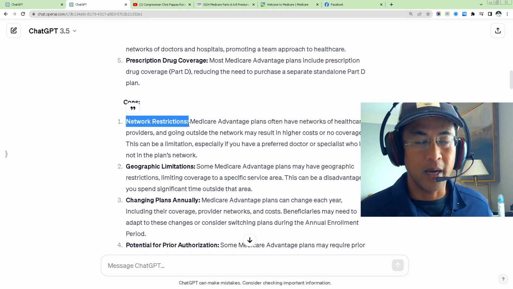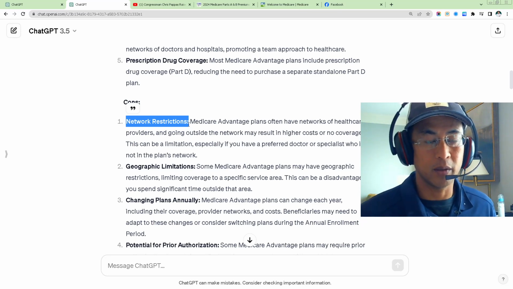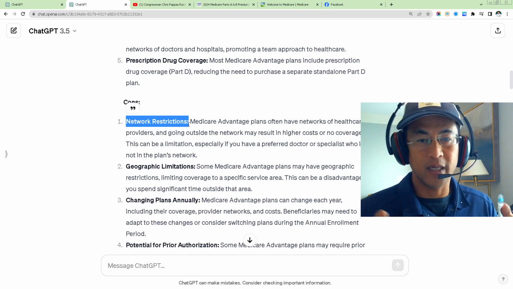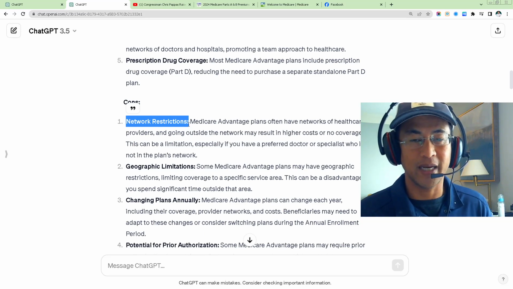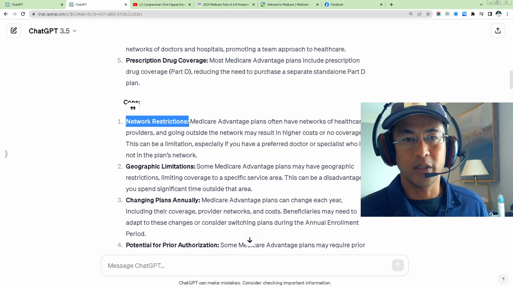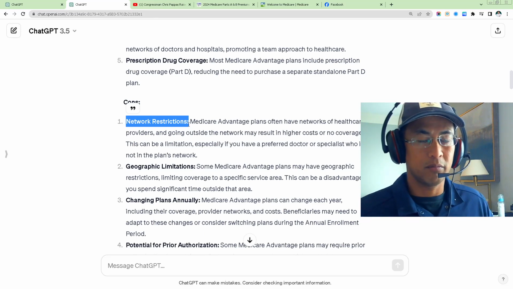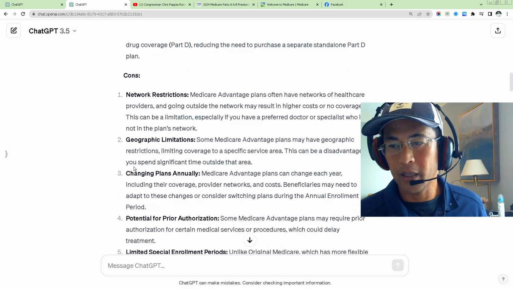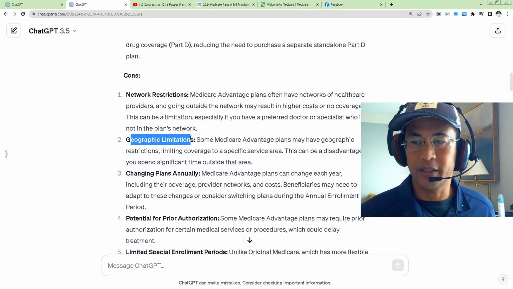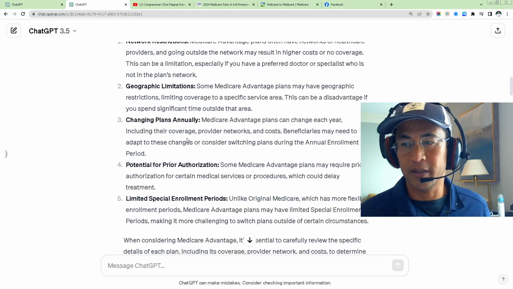And then Medicare Part A and B is literally over 1 million, so it dwarfs any service area that any Medicare Advantage plan has. So just know that when you're talking about service areas, that's Medicare Advantage. When you're talking about national coverage, that's original Medicare. Okay, cons: geographic limitations. Yes, again, that's service areas. I just explained that.